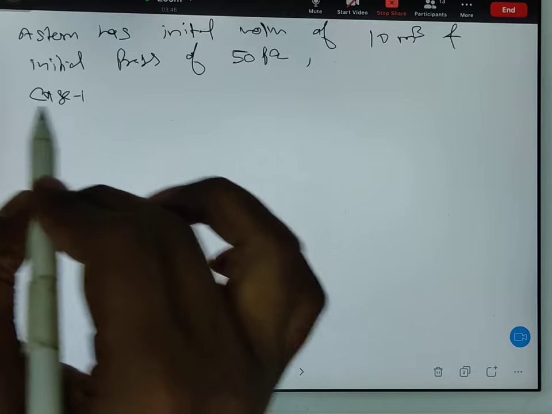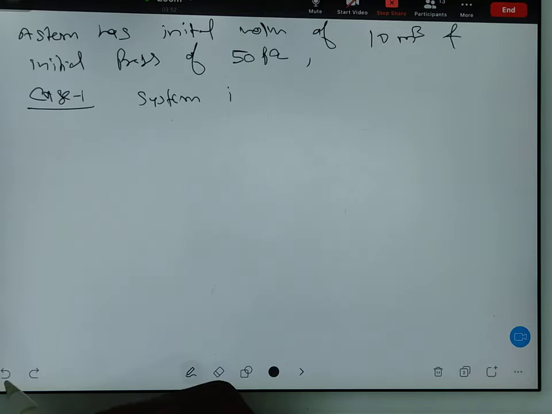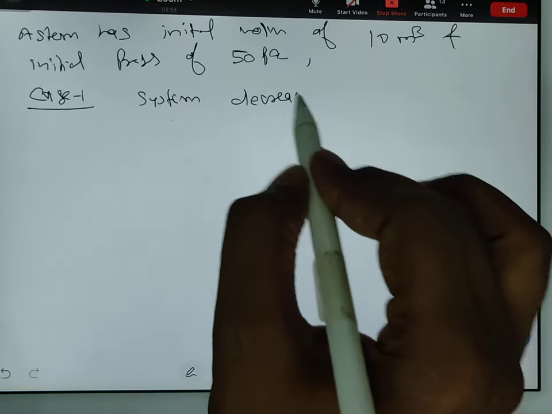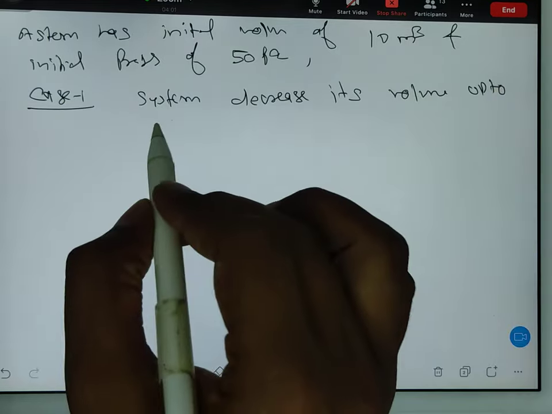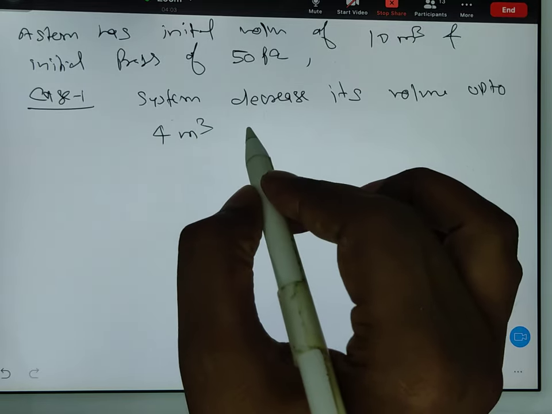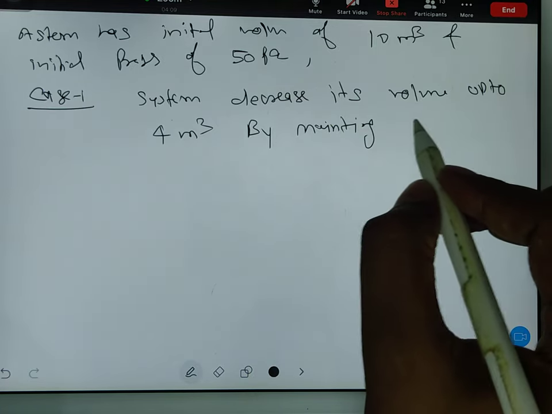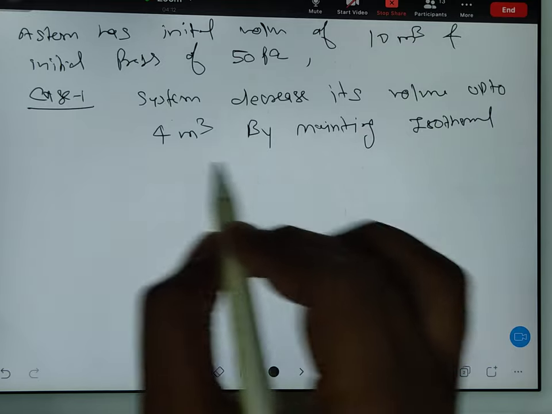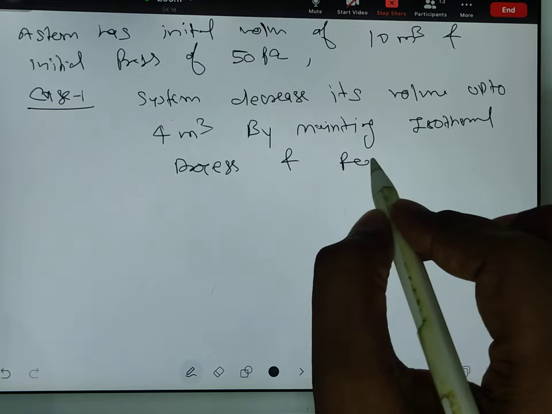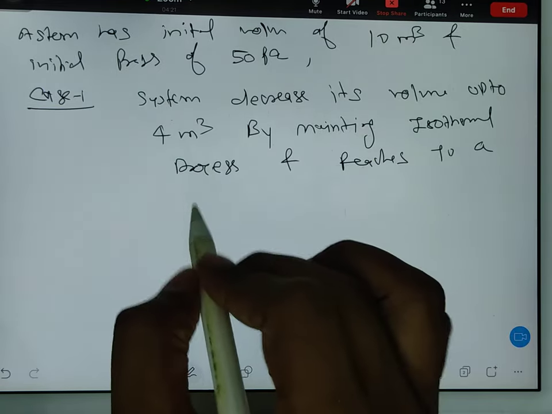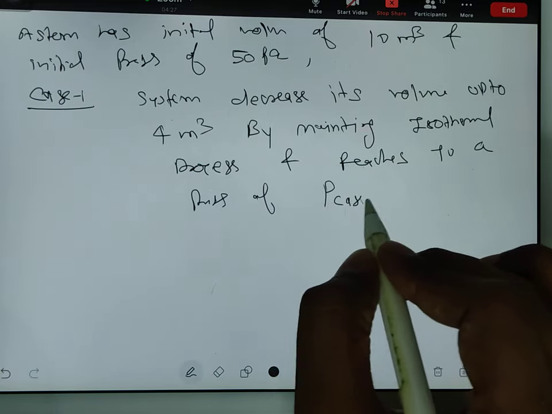Now case 1. The system decreases its volume up to 4 meter cube by maintaining an isothermal process and reaches a pressure of P case 1.